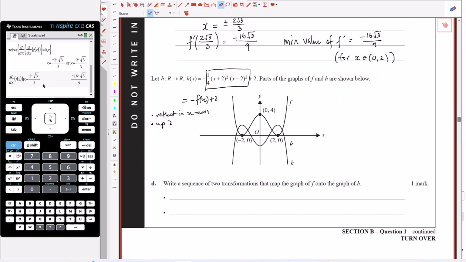Okay, write a sequence of 2 transformations that map the graph of f onto the graph of h. Okay, we just did that before I even read the question. So I'm going to make sure I use the correct language. I'm going to be less shorthand than I was in my little dot points up there.